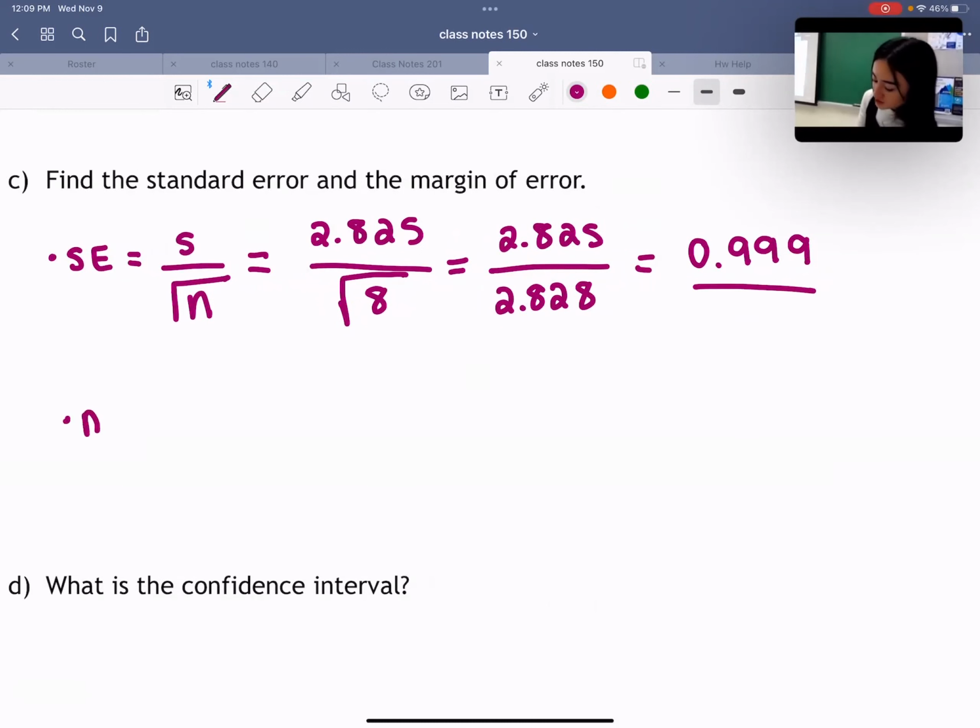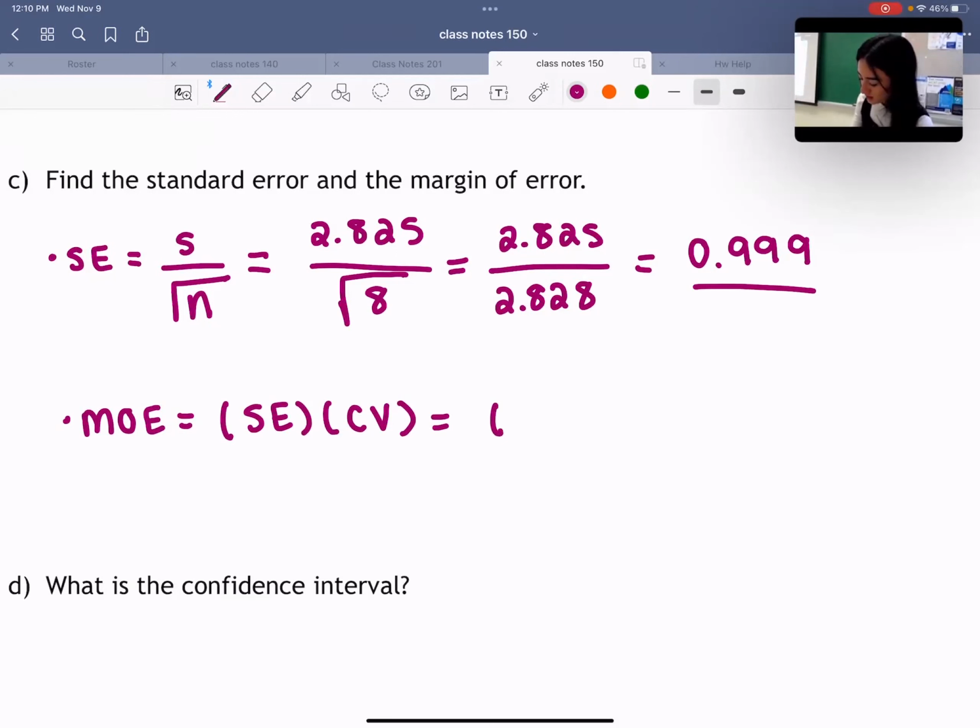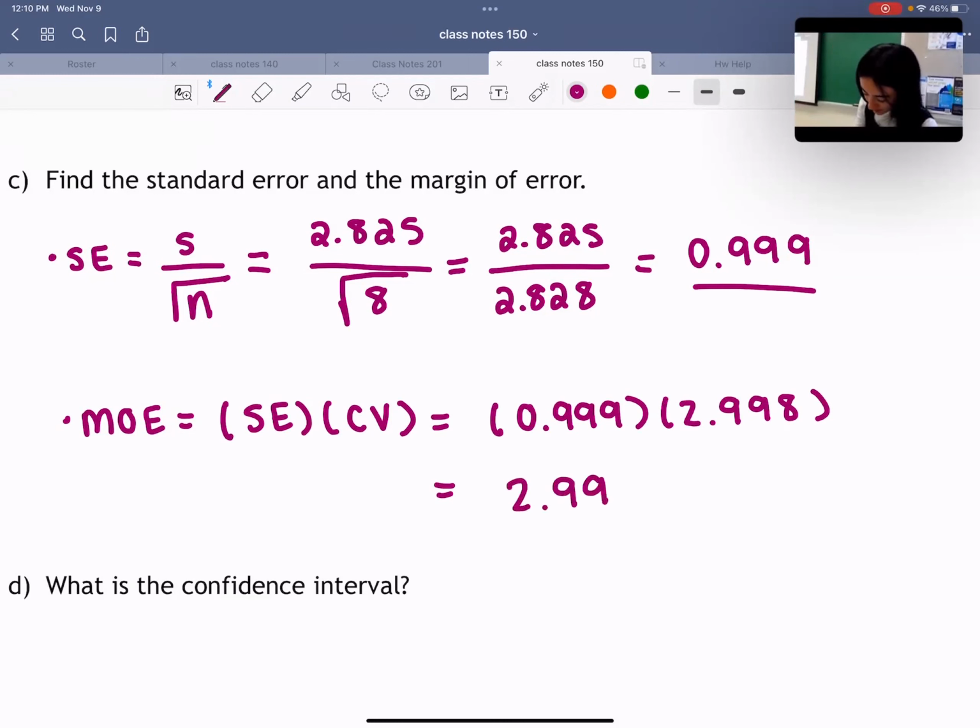Next, we have to find the margin of error, the MOE. Does anyone remember how we do that? You're almost there. It's the standard error. This is before we add and subtract, but good try there. So the standard error is 0.999. The critical value from part B was 2.998. So we're just multiplying the two numbers that we just found together. And that gives me, gosh, 2.995.